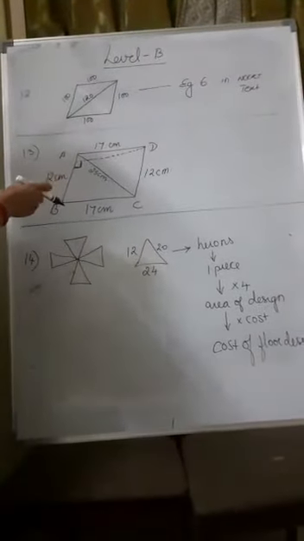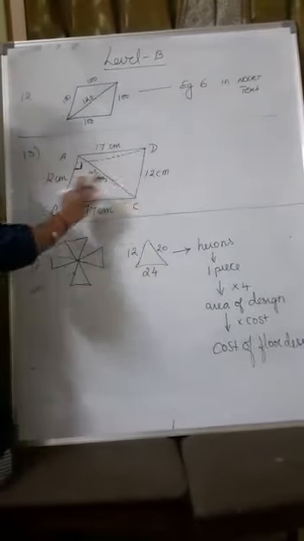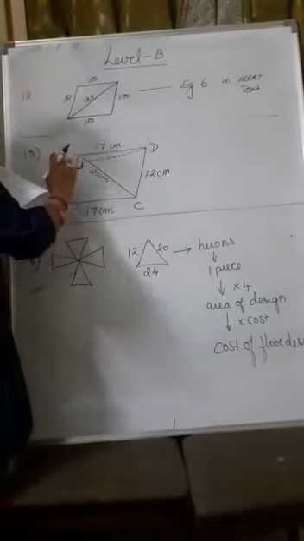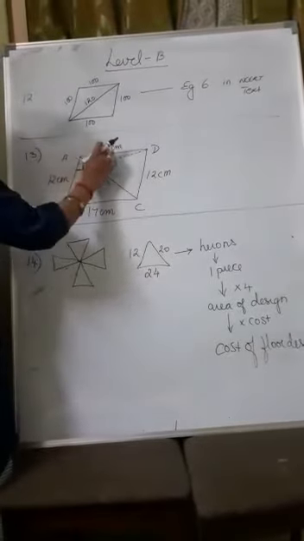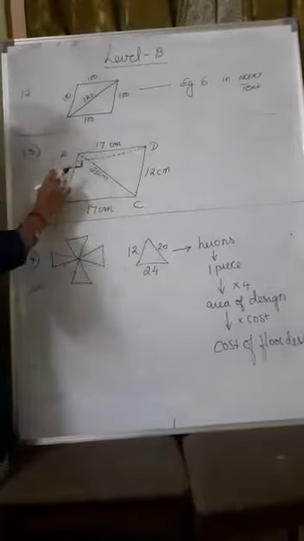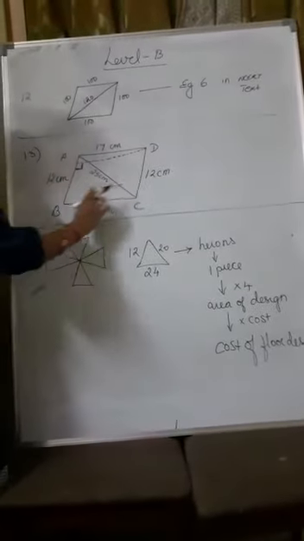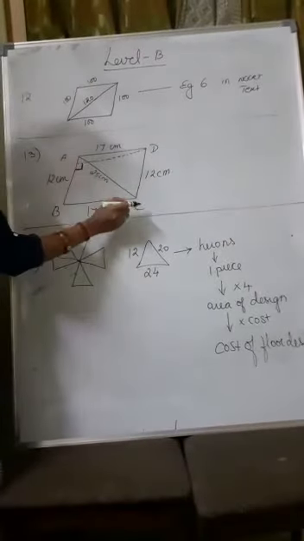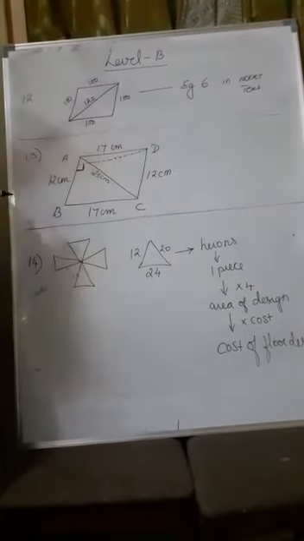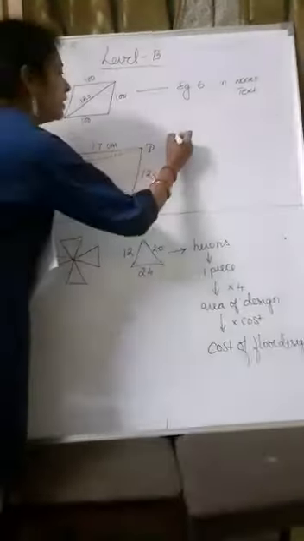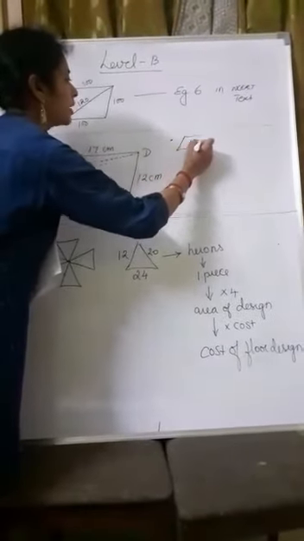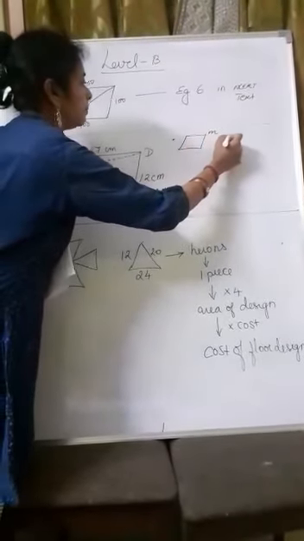Coming to the 13th question, you need to find the area of a parallelogram. The parallelogram is ABCD. The adjacent sides, the nearby sides, measure 17 cm and 12 cm. See, I have drawn it. And the diagonal AC is measured as 25. The first task is to find the area of the parallelogram ABCD.